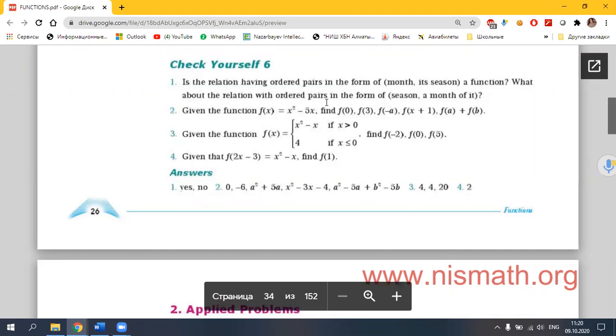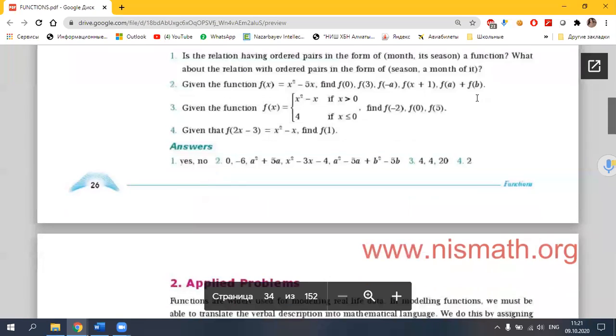And екіншісі, what about the relation with ordered pairs in the form of season and months of it? Ал егер керісінше болса дейді. Ал керісінше болса, no, I cannot say it's a function. Маған мысалға күз мезгілі десе, мен оның нақты қай айда айтып тұрған айта алмаймын, себебі ол 3 ай бар. Мен оны білмеймін, so it's not a function. Ол функция емес.